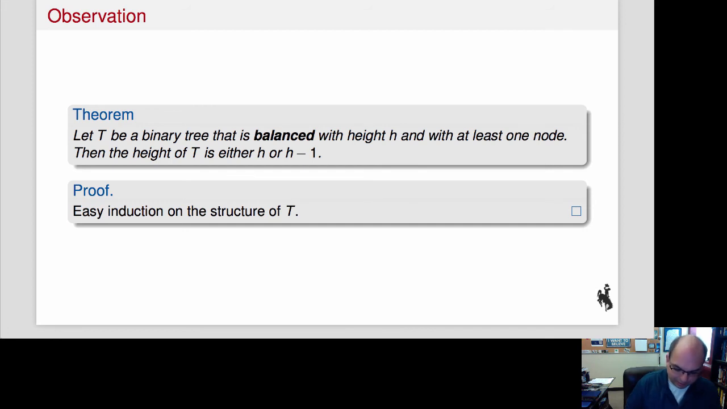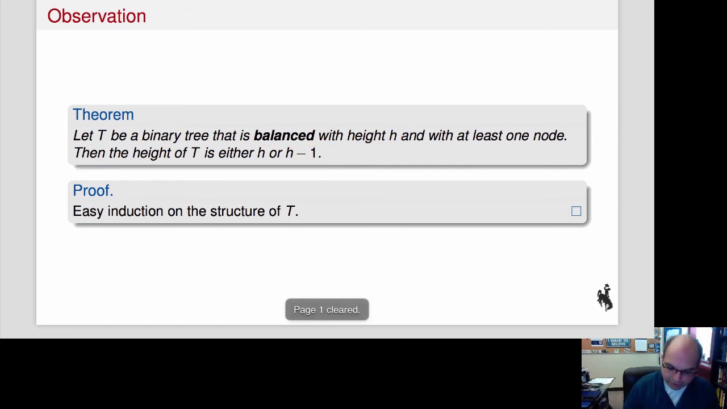I'm going to use this lemma. I'm not really going to prove it. I'm just going to tell you that it's true, and I might ask you to prove it. But what I'm saying is this. If T is a binary tree that is balanced with height h, and remember what that means, it means that inside the balance, that's the h that I used to claim that it was balanced, then the height is either h or h minus 1. That's actually just an easy structure in T. It's like I showed you in the previous slide.